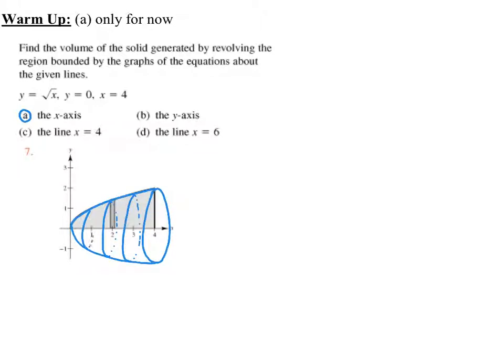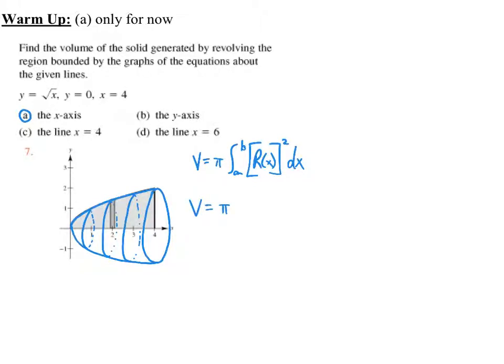A cylinder has a constant radius, right? We're creating something based off of the idea of the cylinder. So remember our formula for volume is pi times the integral from a to b of whatever that function is squared dx, because we're dealing with pi r squared dx, the volume of a cylinder, but we just made an infinite number of cylinders and added them all up. The radius is the function.